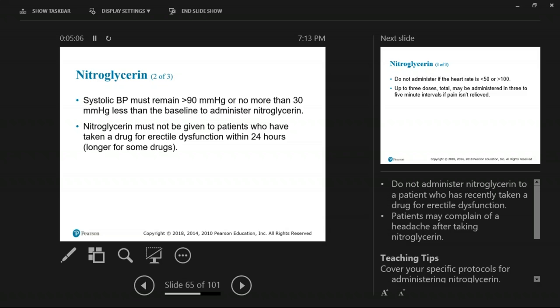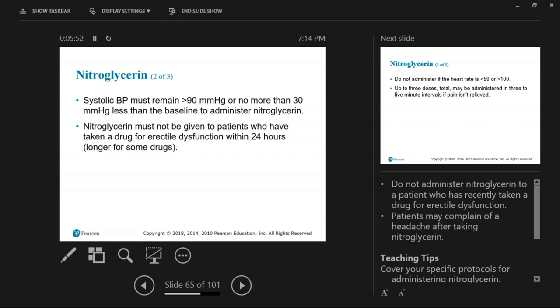However, you need to know this. Their systolic blood pressure has got to be above 90 or no more than 30 millimeters less than the baseline to administer nitroglycerin. So really what they're saying is if they have a blood pressure, it has to remain greater than 90. So if you have it at 130 and you give them nitroglycerin and it drops into 100, you better be very careful about the second one you administer. And you can administer no more than 3 nitroglycerins, 3 to 5 minutes apart. And again, go by what your book says.